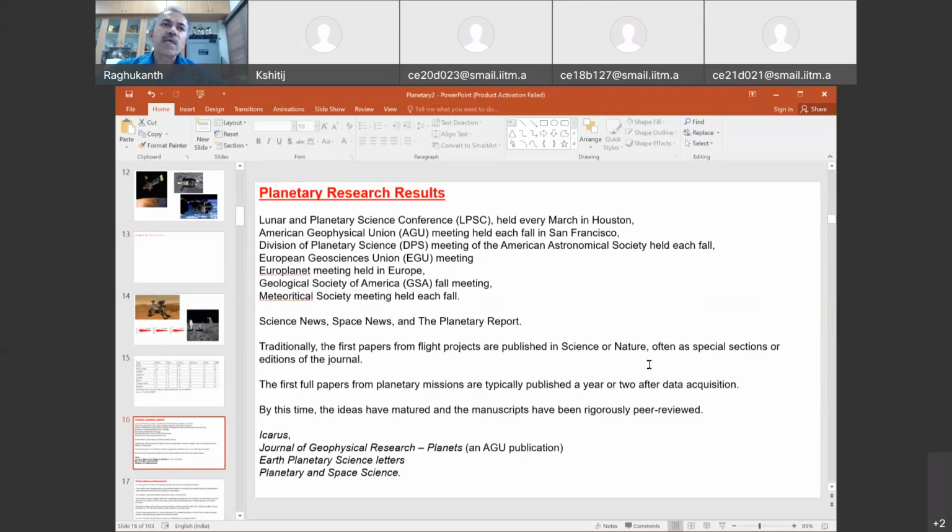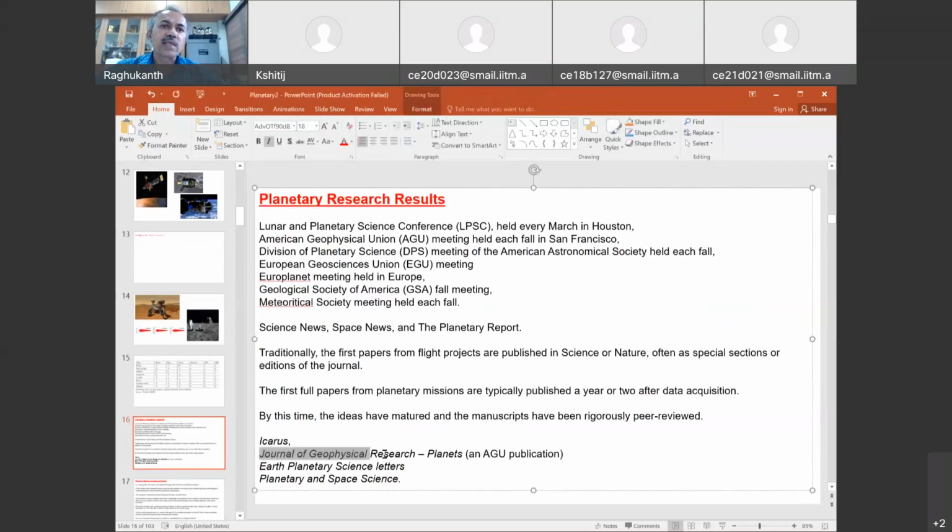After that, full papers come out. Planetary missions go through a lot of rigorous review, so they will publish mostly in these journals. I showed you already the Journal of Geophysical Research: Planets, a very famous journal where very detailed analysis is reported. Then there is one more journal, Icarus, which comes from Elsevier. There also these details will be presented.